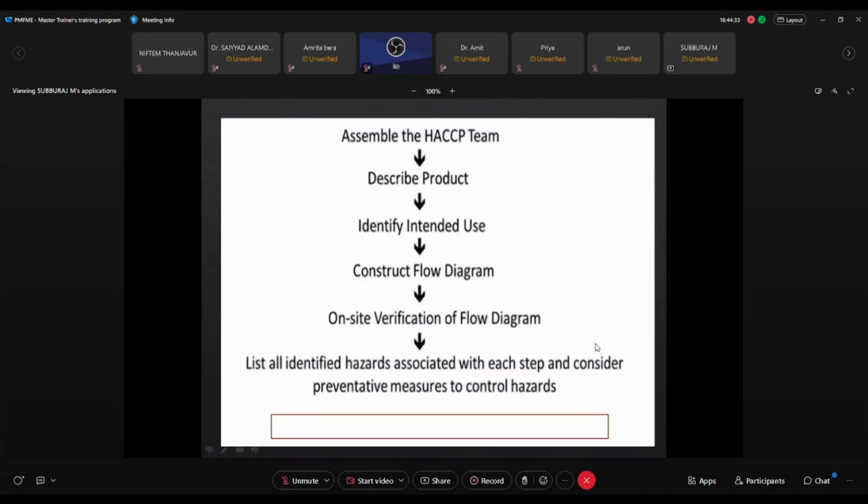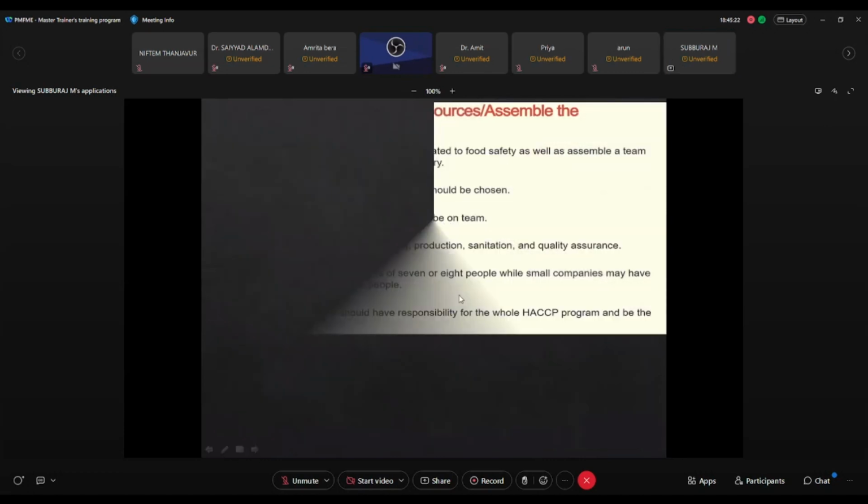So at first, if you are going for the HACCP program, you have to assemble the HACCP team, then describe the product, then identify the intended use, then construct a flow diagram, then on-site verification of the flow diagram, and then list all the identified hazards associated with each step and consider preventive measures to control hazards. Each and every step you have to go through. These are the very fundamental steps for the formation of the HACCP.